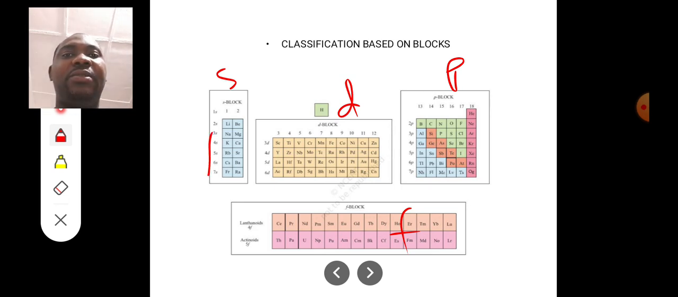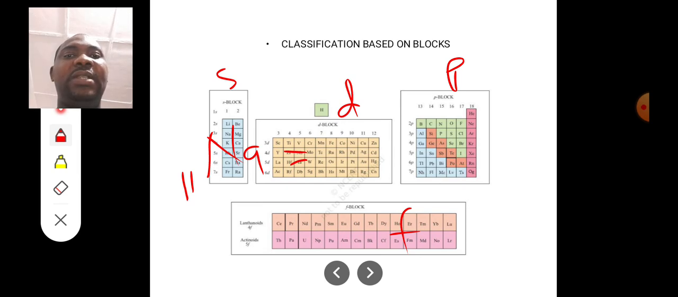For example, sodium is an S block element, because you can be asked about an element, they can call an element and ask you what block it belongs to. Sodium is an S block element. I'm going to give you two reasons. Number one, sodium is a group 1 element, so you don't need to bother yourself, because group 1 and group 2 elements are all S block elements.